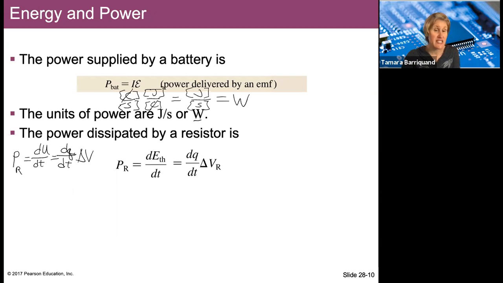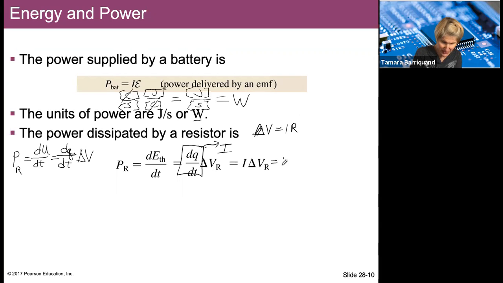So the power dissipated by the resistor is equal to dq/dt times delta V. And we know that this dq/dt is the same thing as our current I. So the power dissipated by the resistor is equal to I times V. Now, we remember Ohm's law, that delta V equals IR. So I'm going to put an IR right here. And so I can say this is equal to I times IR, which is just I squared R.